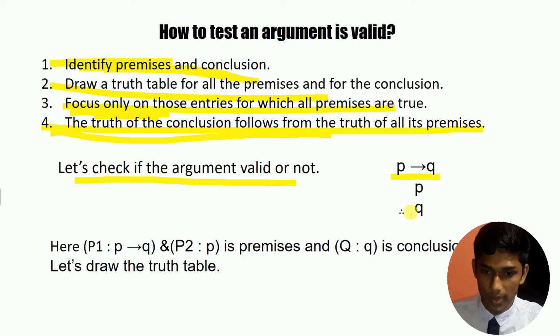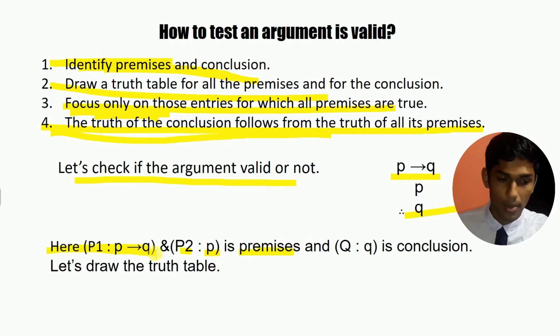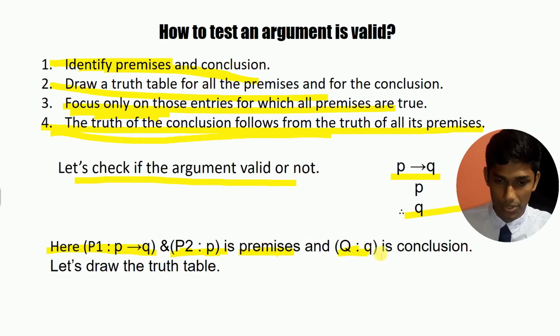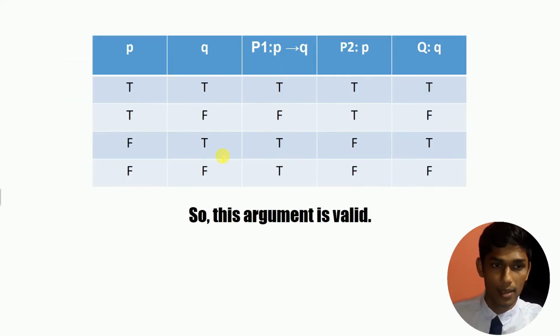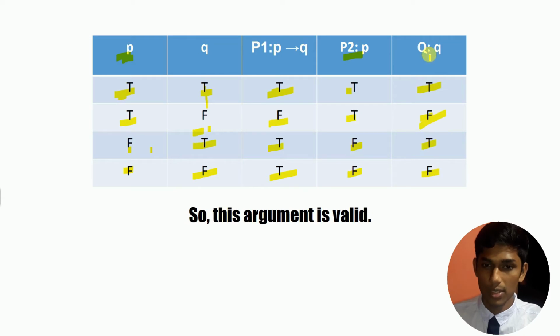Let's check whether this argument is valid or not. Here P1 is P implies Q and P2 is P, and Q is the conclusion. Let's draw the truth table. For P: true, true, false, false. For Q: true, false, true, false. And P implies Q: true true gives true, true false gives false, false true gives true, false false gives true. P2 is P, so we just copy it: true, true, false, false. And Q is the conclusion: true, false, true, false.